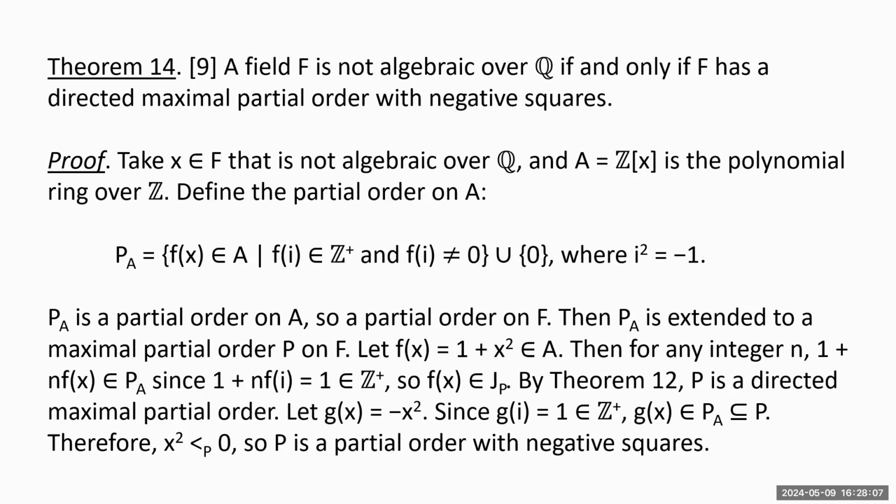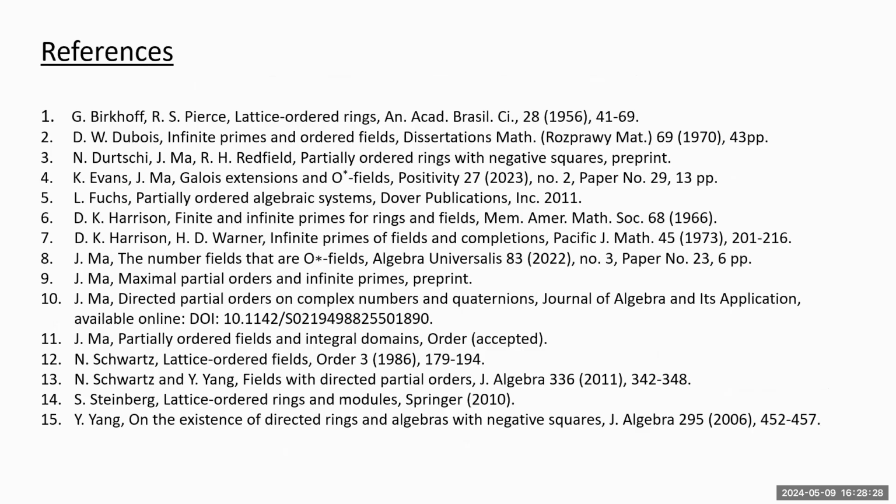If we consider g(x) equal to negative x squared, then we know g(i) is equal to 1. So g(x) will be positive. That means x squared will be less than 0. So this will be a partial order with a negative square. And that's all we have. Here's a reference. Thank you.